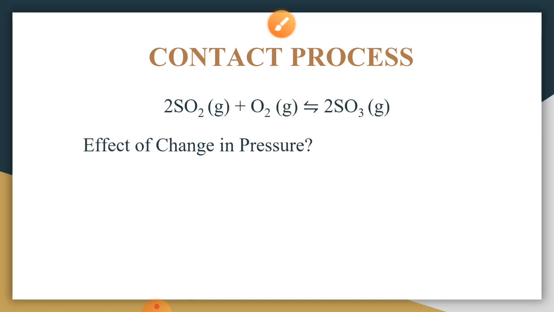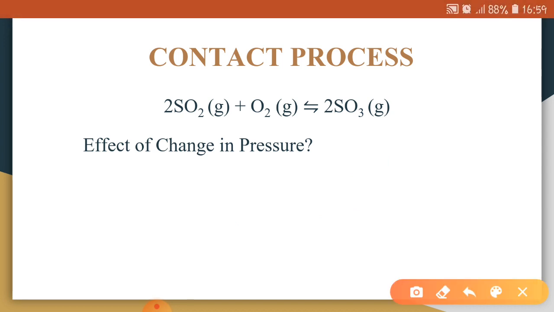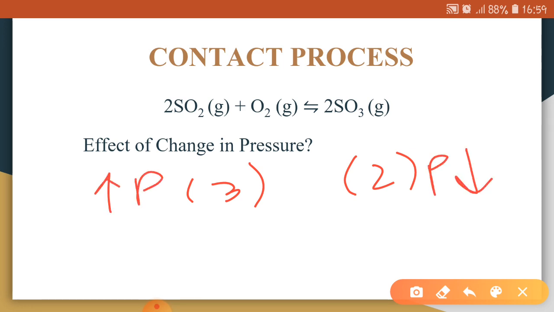Now we will study the effect of change in pressure on this system. Just like the formation of ammonia, we would first see the number of molecules on both sides of the reaction. There are 3 molecules on the reactant side and 2 molecules on the product side. So this means that the pressure on the reactant side is more and the pressure on the product side is less. So if we change the pressure of the chemical system by increasing the pressure, then the chemical system would oppose that change by decreasing the pressure.